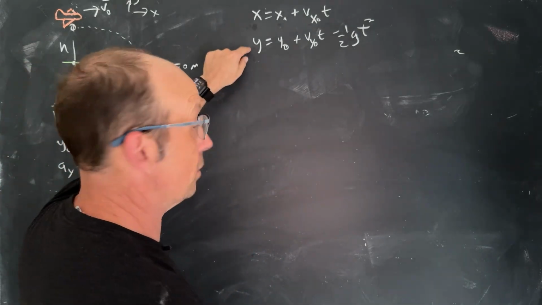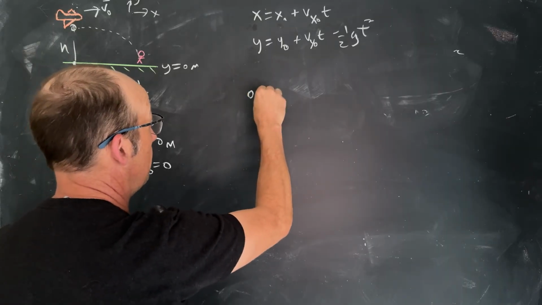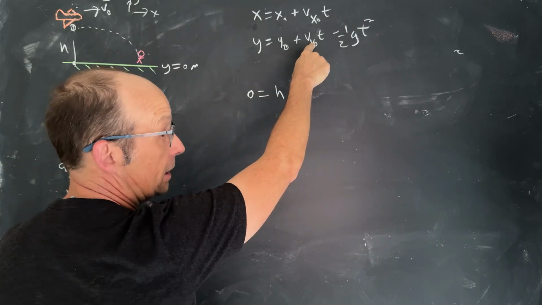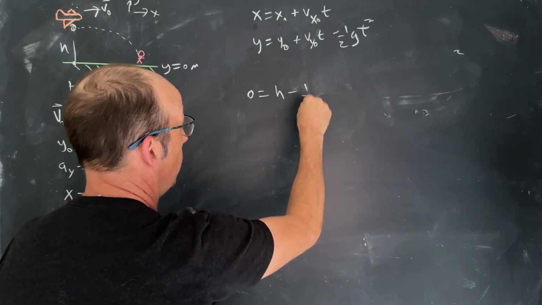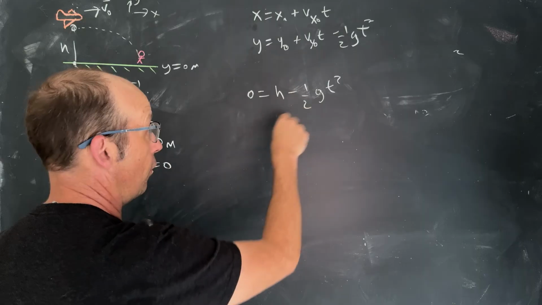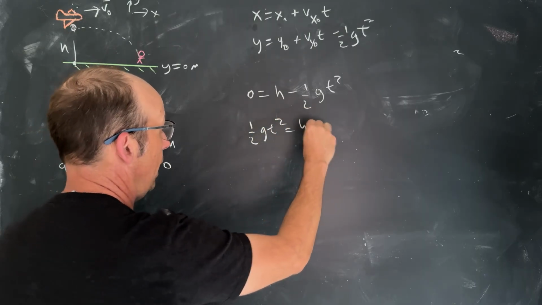So let's take this equation and solve for time. So I have my final y is 0. My initial y was h. I'm just going to call it h for right now. That term is 0, so it goes away, minus 1/2 g t squared. So now I can take this and solve for time. So 1/2 g t squared equals h.